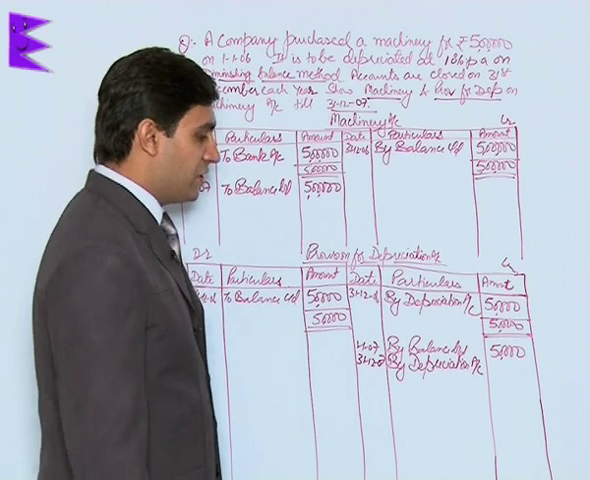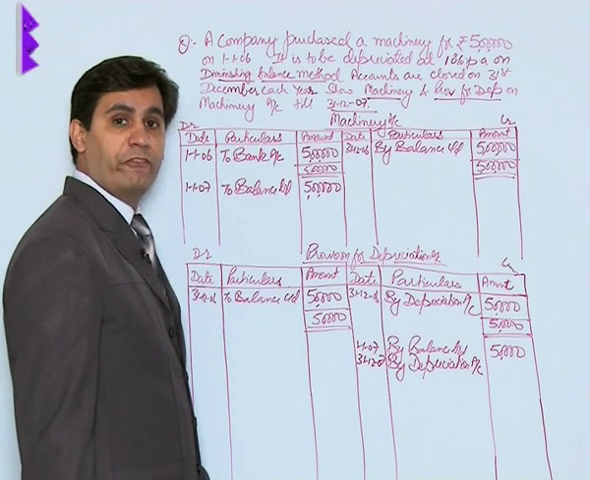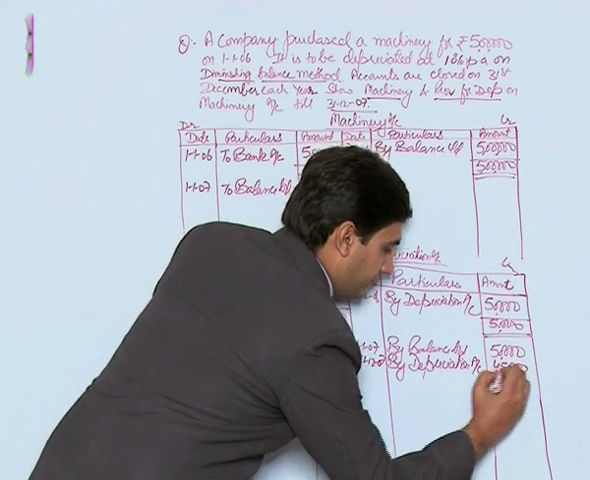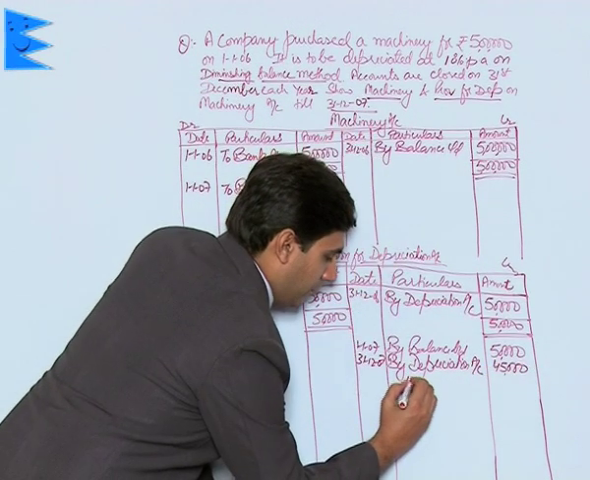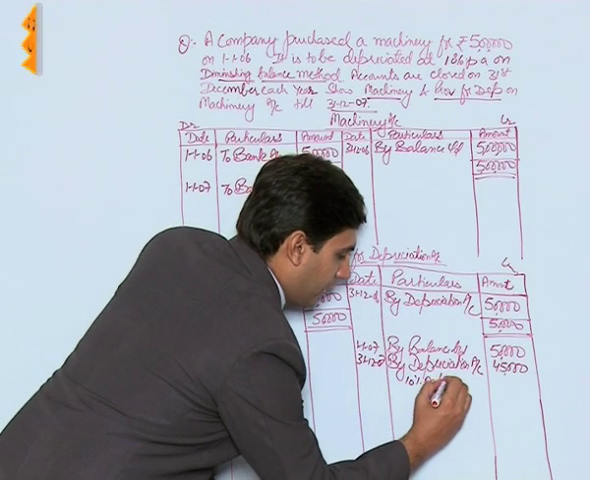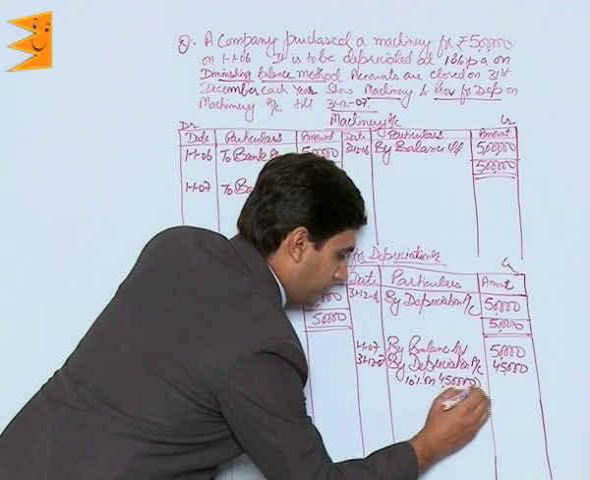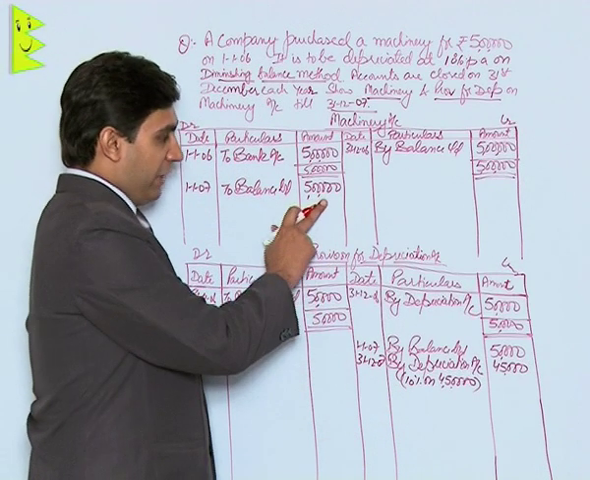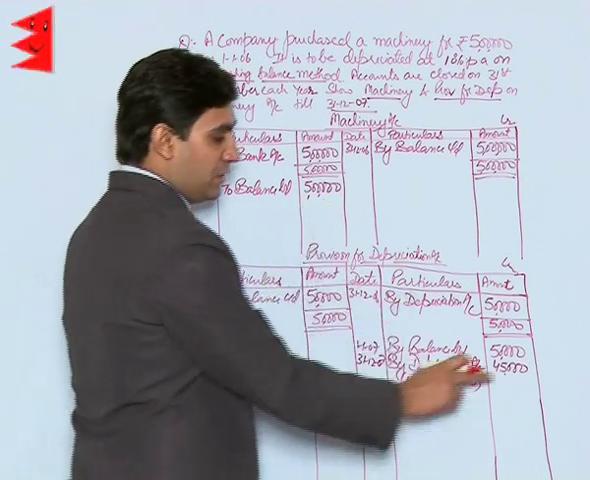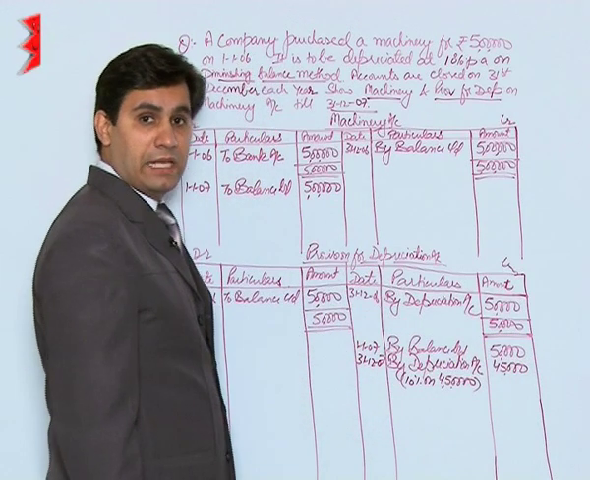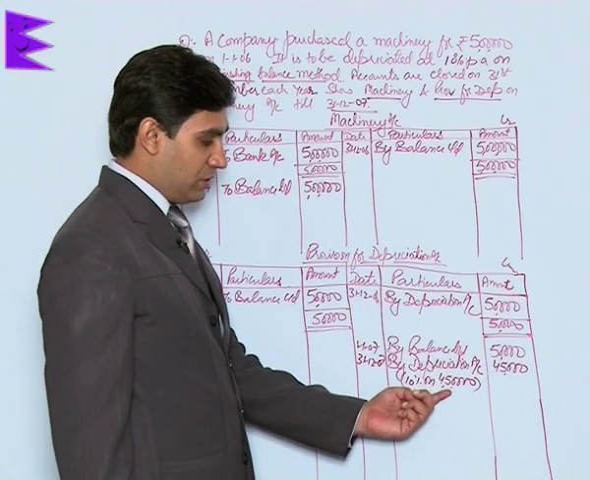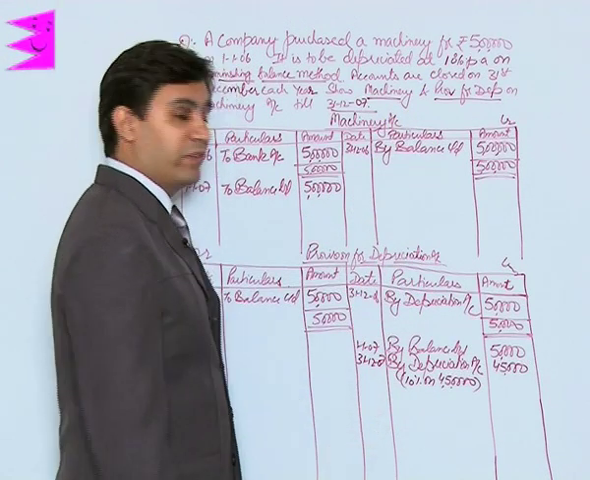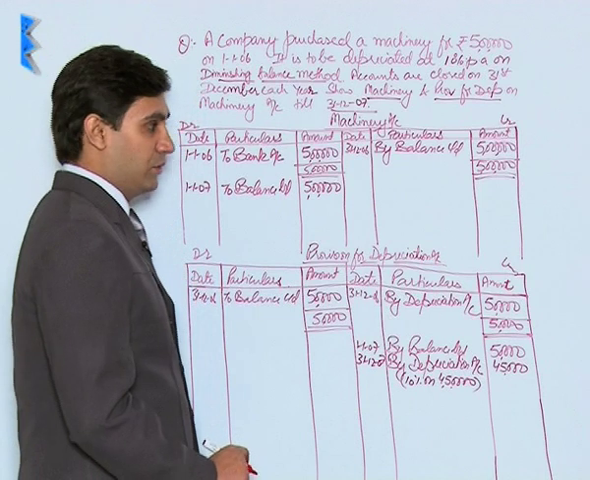So 10% depreciation would be charged on 4 lakh 50,000, which in this case comes to 45,000. I'll just mention here 10% on 4 lakh 50,000. How come we have calculated 4 lakh 50,000? 5 lakh was the cost minus 50,000 depreciation till date, that is 4 lakh 50,000, and since it is written down value method, so 10% of 4 lakh 50,000 comes to 45,000.